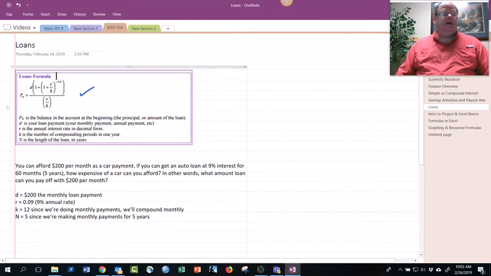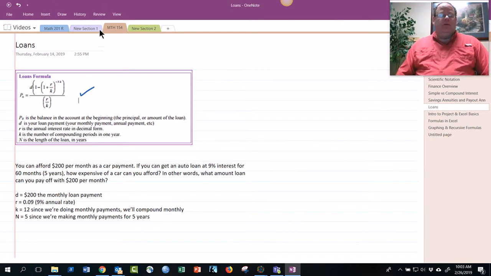We have the formula over here on the left. If you look at it closely and compare it back in your notes to the formula for the payout annuities, you will see it's exactly the same formula. All right, so let's jump in and work this question.